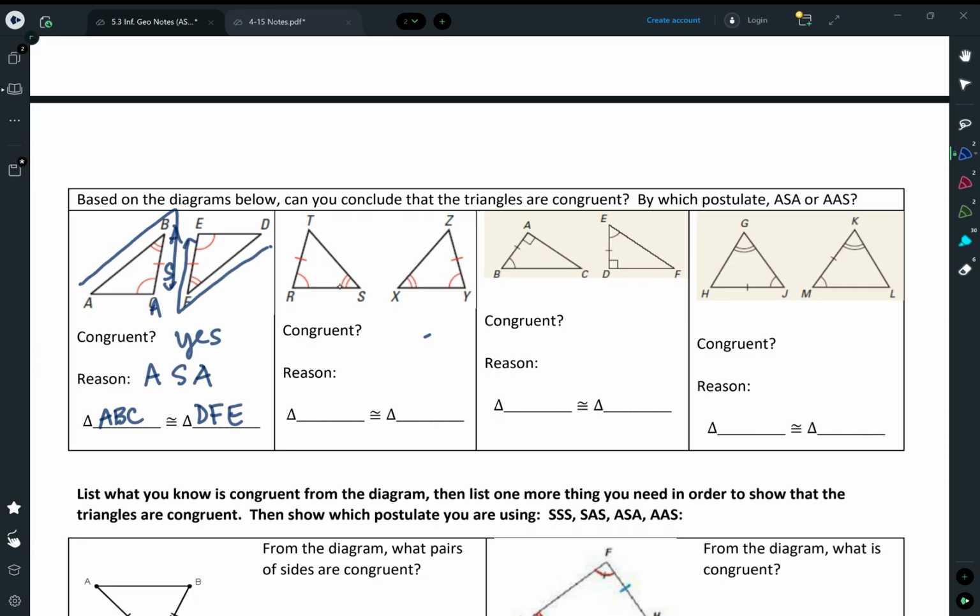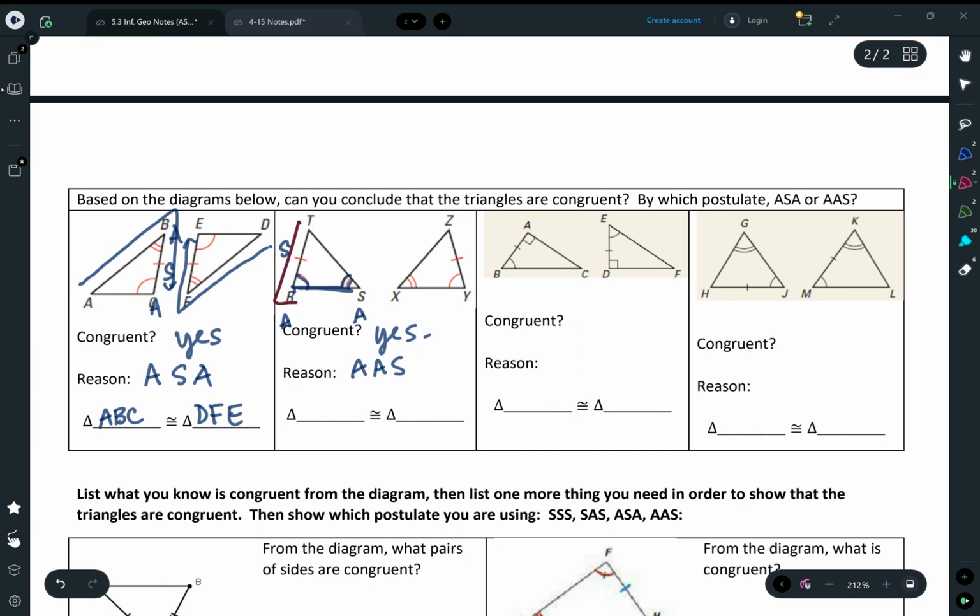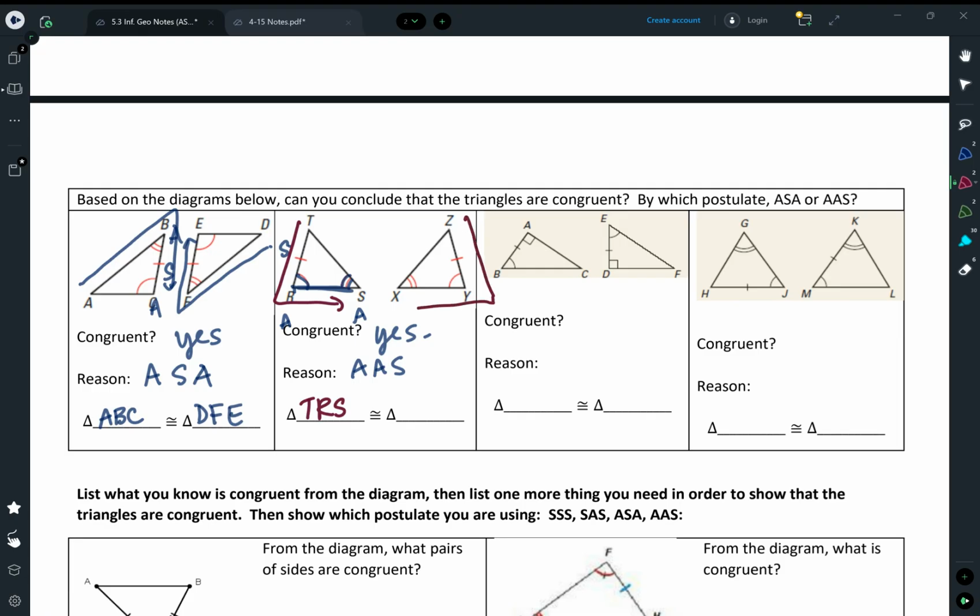So you have to make sure to name those letters in that same corresponding order. So next one, I have two angles again and a side, but this time it's not the side between them, it's this one off on the side. So I have an angle, and then I have a side. So yes, they are congruent. It is angle angle side. And let's say triangle, let's call it triangle TRS. And the other one I would name ZYX.